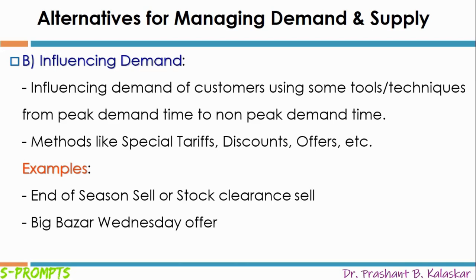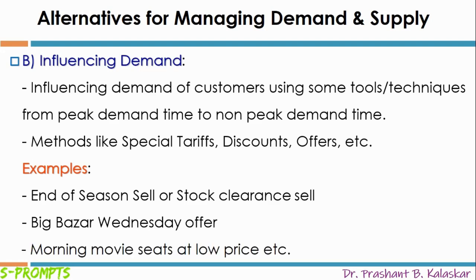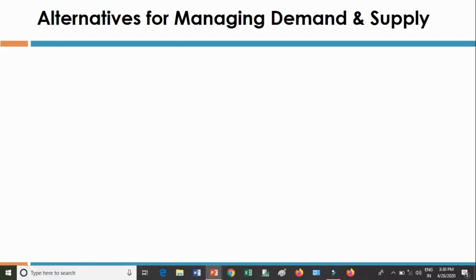As we know, family members also prefer to watch movies in the evening shows. Hence, morning shows have less demand. Hence, even movie theaters can try to shift evening demand to morning slots by selling morning movie seats at low prices. Now let us understand what are inventory based alternatives of shifting or managing the demand.